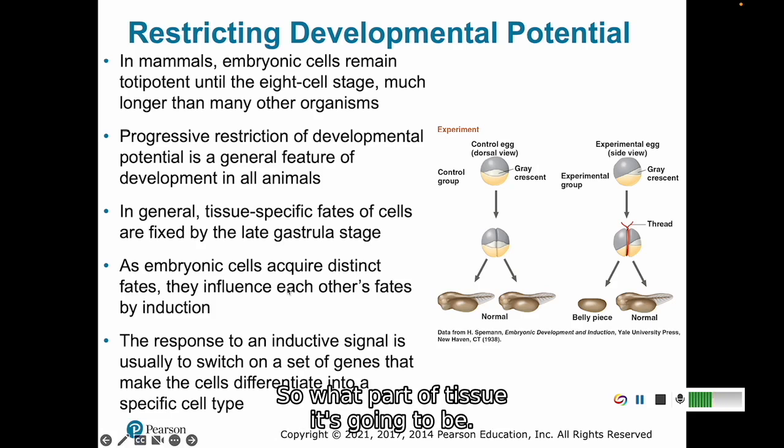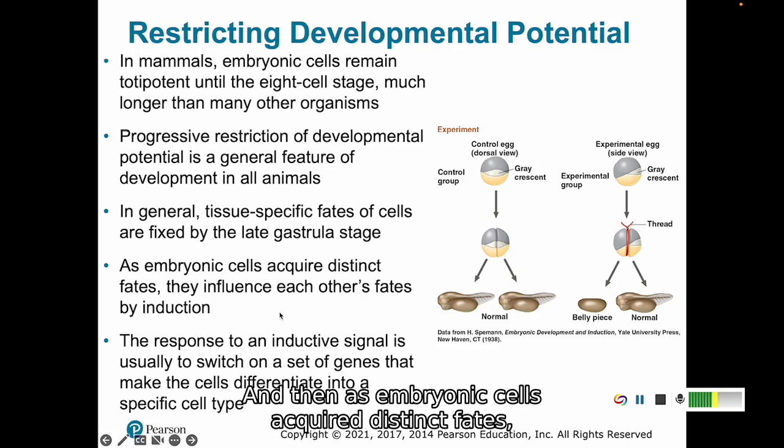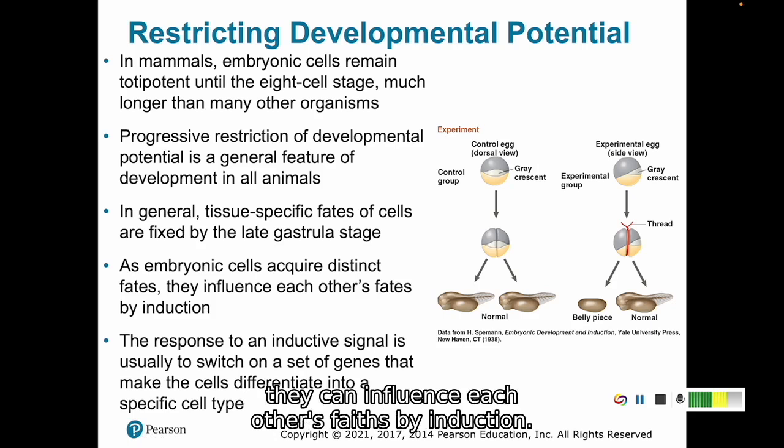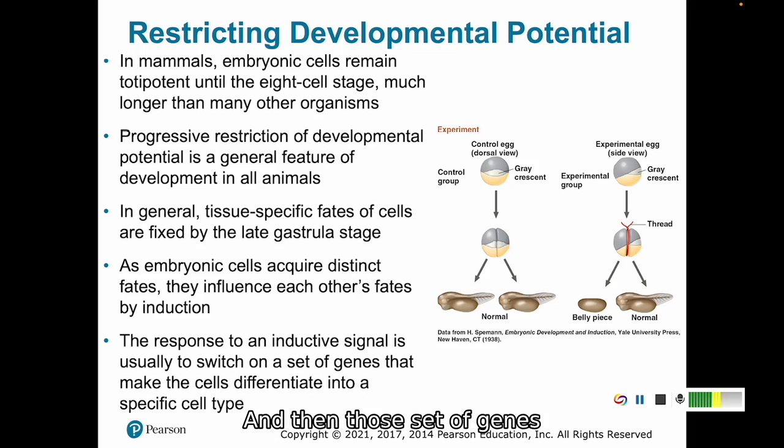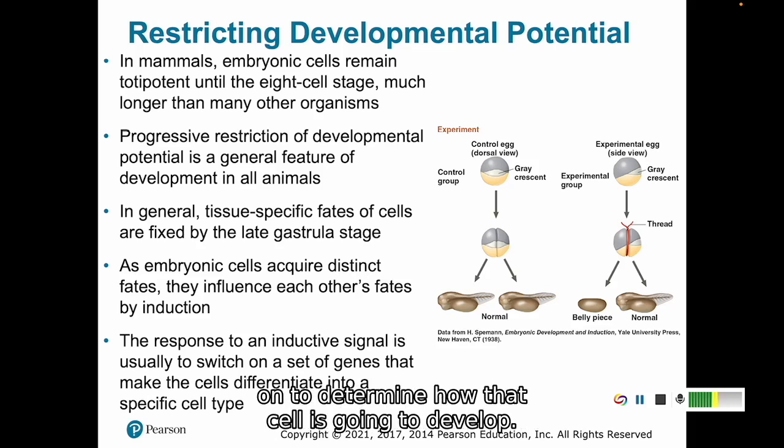And then as embryonic cells acquire distinct fates, they can influence each other's fates by induction. So one part developing is able to influence how the next part is able to adapt and develop. The response to an inductive signal is usually to switch on a set of genes, and then that set of genes in that cell is going to be turned on to determine how that cell is going to develop.